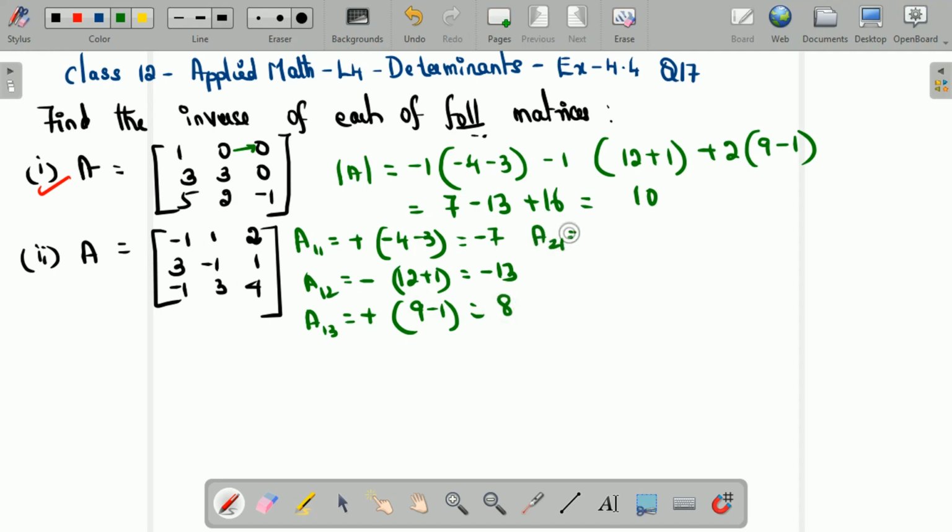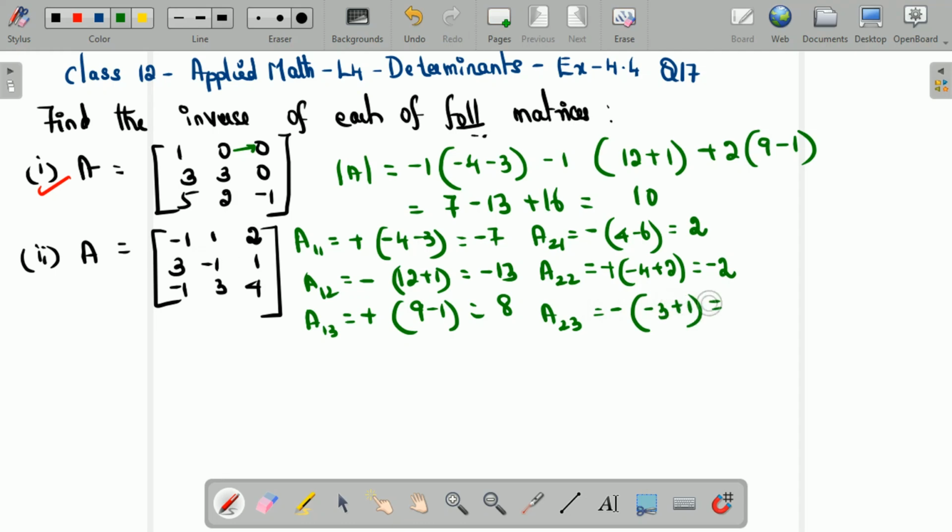Now A21 is going to be minus of, eliminate this row and this column. So it is 4 minus 6. So minus 2 into minus sign. So it is plus 2. A22 is plus of, eliminate this row and this column. So you're going to get minus 4 plus 2. So this is minus 4 plus 2. Final answer will be minus 2. A23 is going to be negative of, now eliminate this row and this column. So it is minus 3 minus of minus 1 is plus 1. So minus 2, then there is a negative sign. So this becomes plus 2.